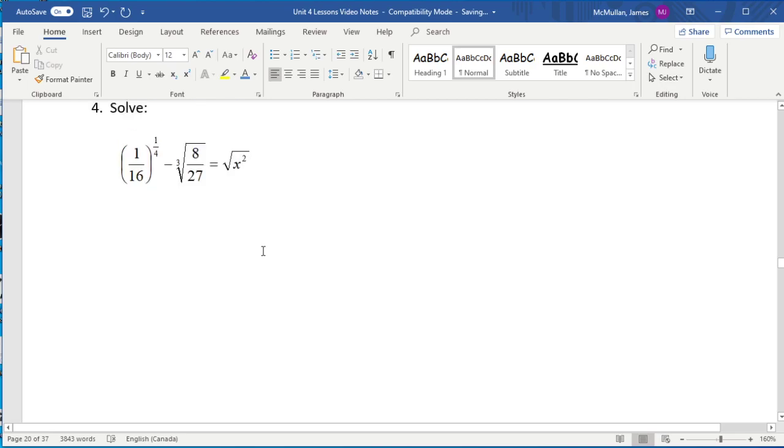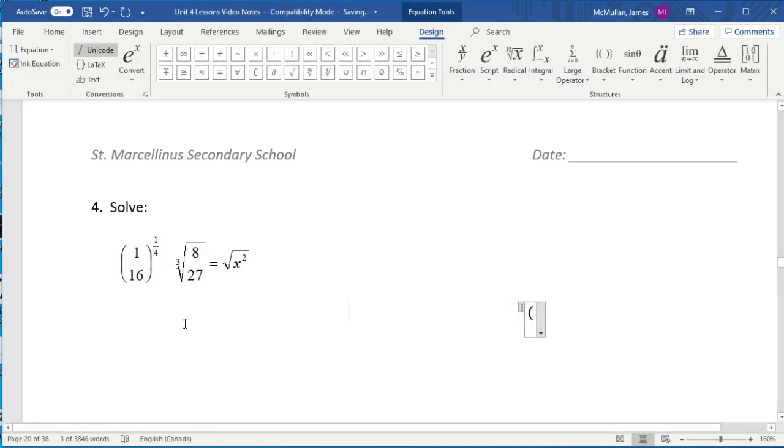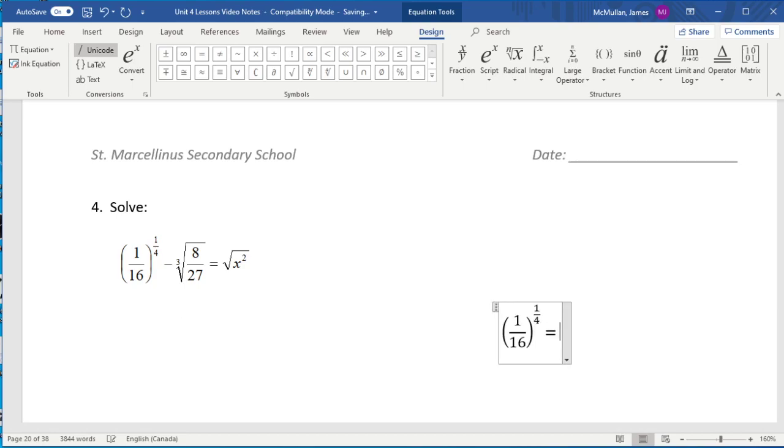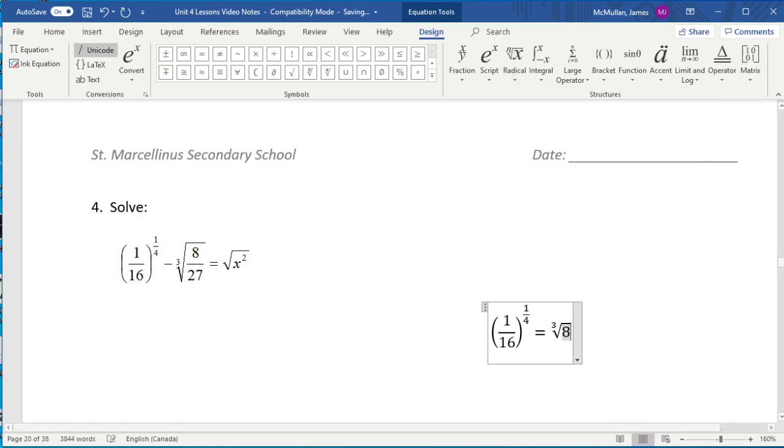Okay, let's try this last one. It's pretty tricky, but it says (1/16) to the power of 1/4 minus the cube root of 8/27 is equal to the square root of x squared. Okay, well, first of all, (1/16) to the power of 1/4, right, minus... let's just write out the question the way it is first. So cube root of 8/27.